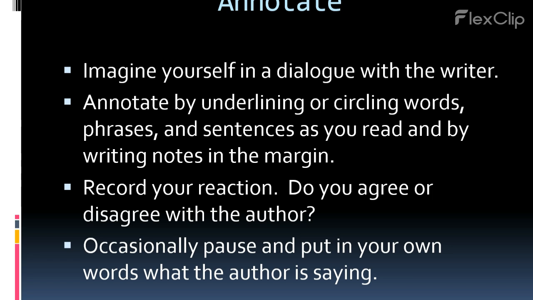Record your reaction. Do you agree or disagree with the author? Sometimes when I'm reading an academic journal, I'll put little happy and sad faces. It's like if I like what they said or don't like what they said. Maybe they didn't give me enough information. Maybe they were lacking in something and didn't give me the exact evidence I needed. I might put a little frowny face to say this is where they could have strengthened their paper. So occasionally pause and put down in your words what they're saying. This is paraphrasing, and it'll help you understand more.